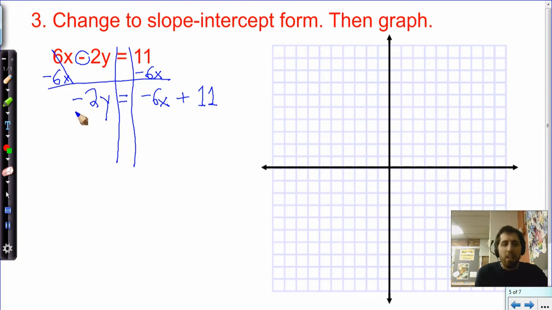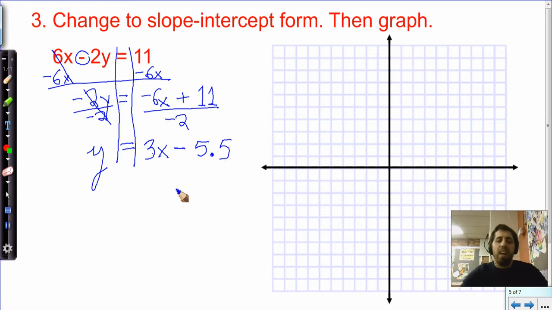But to get the y alone, we also need to get rid of that negative sign and the 2. We'll divide both sides by negative 2. We divide it over here, we get just the y. That's what we want. Now since I'm dividing this whole side by negative 2, I have to divide each individual part by negative 2. So negative 6 divided by negative 2 would be 3x. And 11 divided by negative 2, well, a positive divided by a negative is a negative. And 11 divided by 2 is almost like 10 divided by 2, but we need to get that extra 1. So it's negative 5.5.